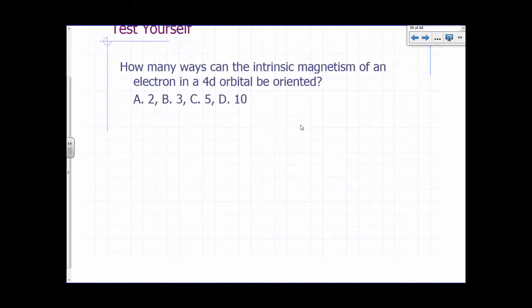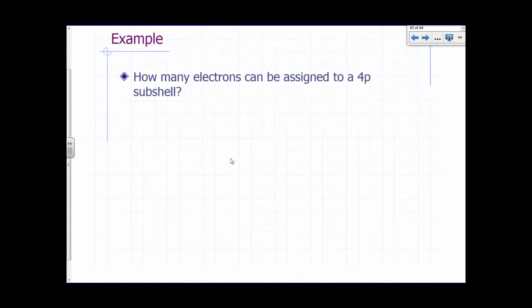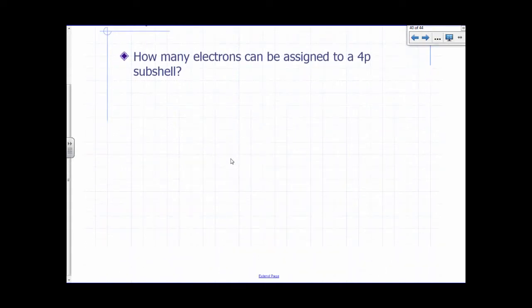How many ways can the intrinsic magnetism of an electron in a 4d orbital be oriented? Intrinsic magnetism, 2 ways, spin up or spin down. How many electrons can be assigned to a 4p subshell? In other words, how many electrons can we assign to n equals 4, l equals 1?